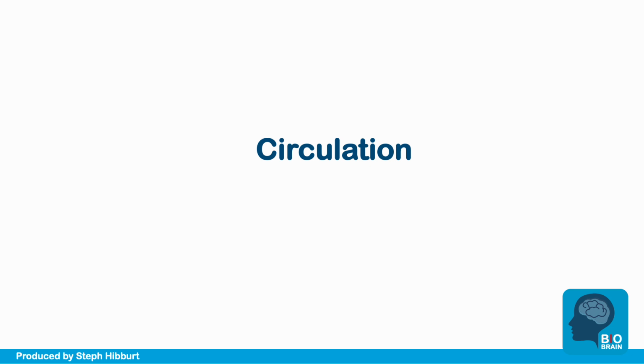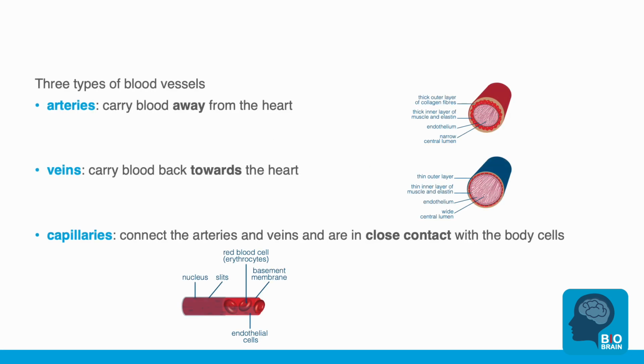In this video, we'll be learning about circulation. Just to start with a quick recap on some of the important parts of heart circulation. Remember, we have three types of blood vessels: arteries, veins, and capillaries. Arteries carry blood away from the heart, and they're thick-walled and very muscular. This is important because they carry blood at high pressure from the heart.